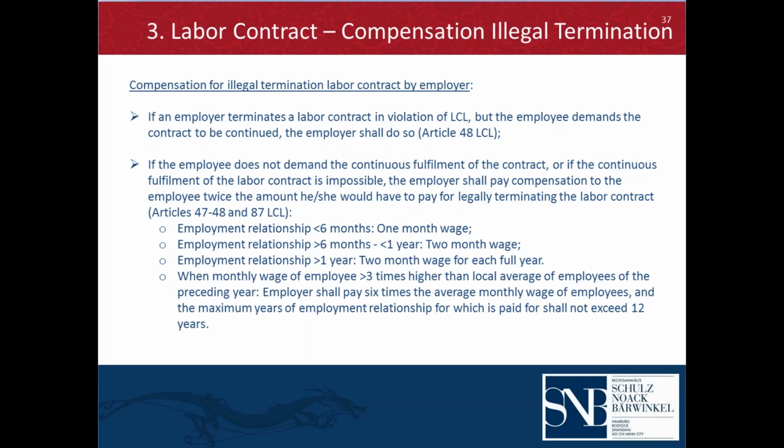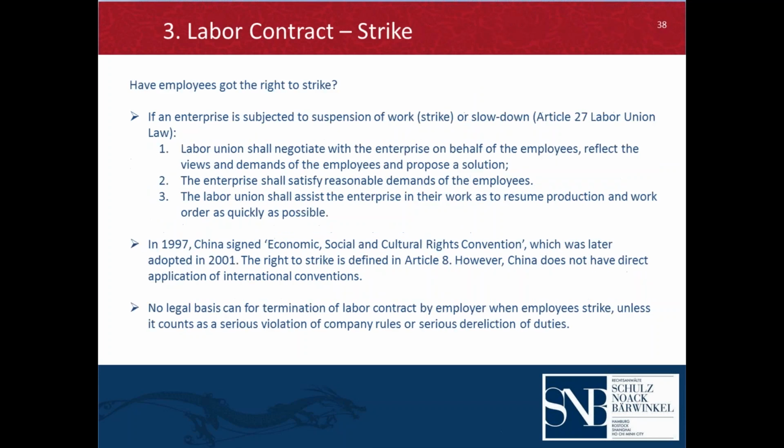But from the practice, I think the opinion of most of the labor authorities or courts is that there could be a legal strike in cases where, for example, the employer has not fulfilled his contractual or mandatory legal obligations. If in this kind of case the employees lay down the work, then this strike would very likely be regarded by the court as legal.